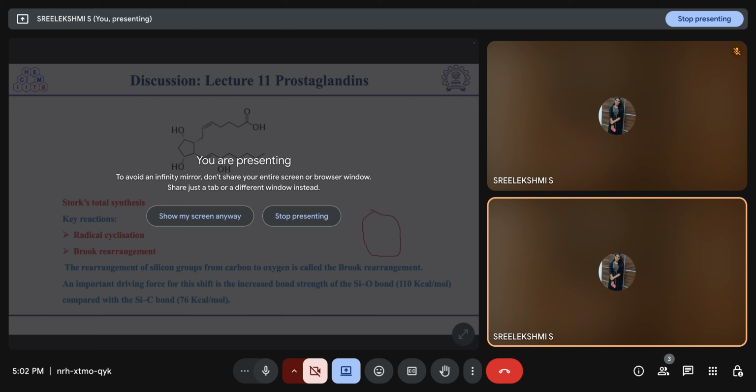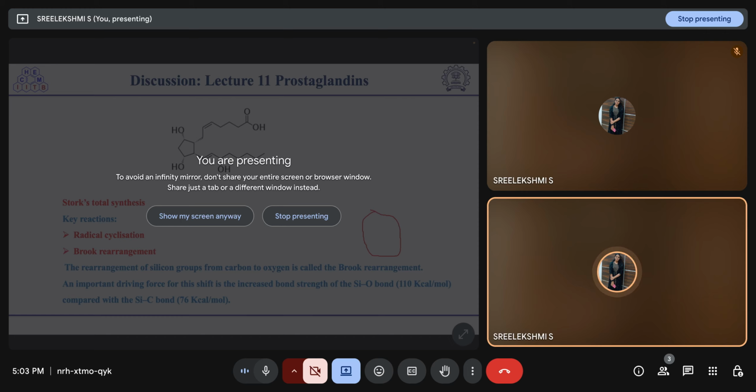Okay, so the discussion on lecture 11. Lecture 11 was basically about prostaglandins. So we have seen Stork's total synthesis as well as Johnson's total synthesis of prostaglandin in this lecture. Stork's total synthesis was for PGF2 alpha, and it involved the key chemical transformations of radical cyclization followed by radical trapping, and the application of a triply convergent approach for the total synthesis of plus or minus PGE2 by Johnson. That was the lecture content of lecture 11.